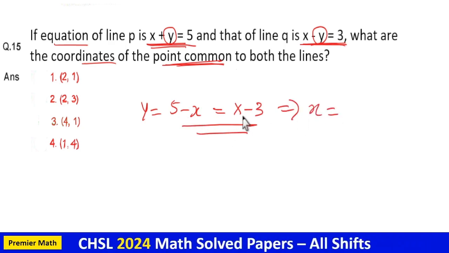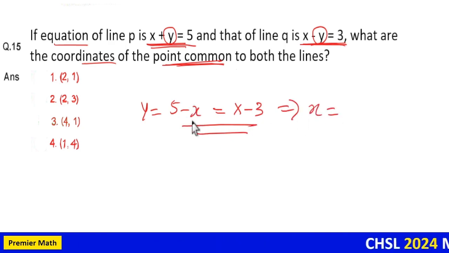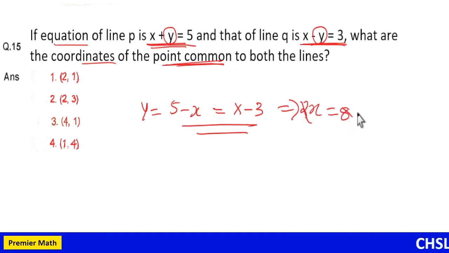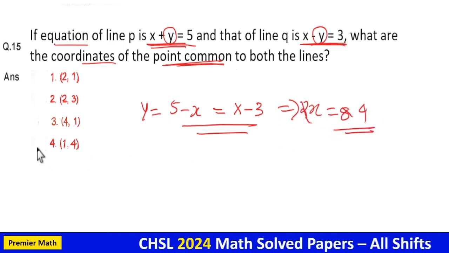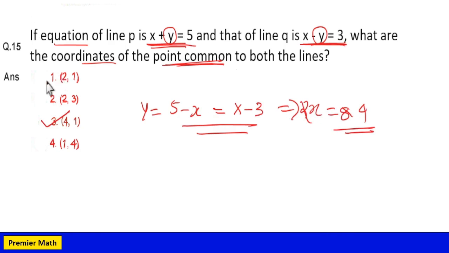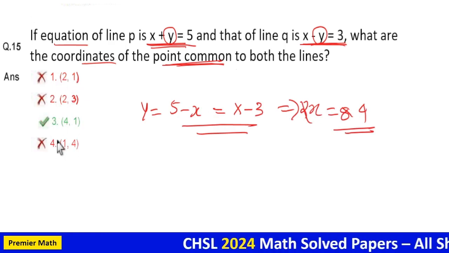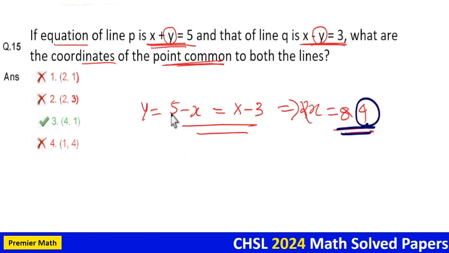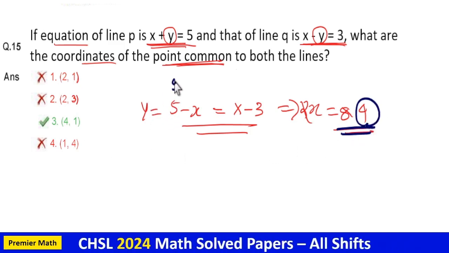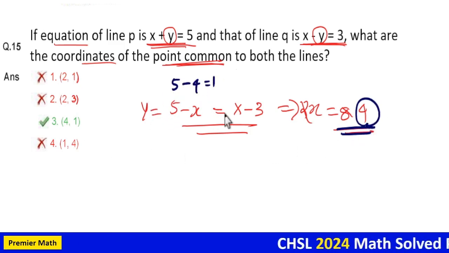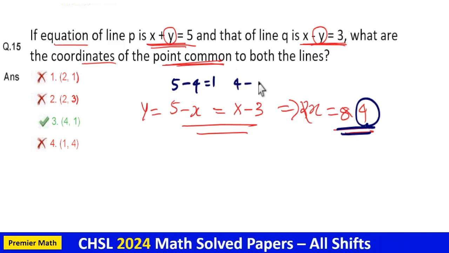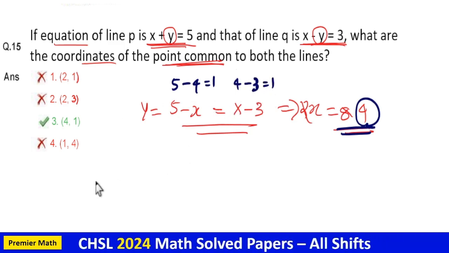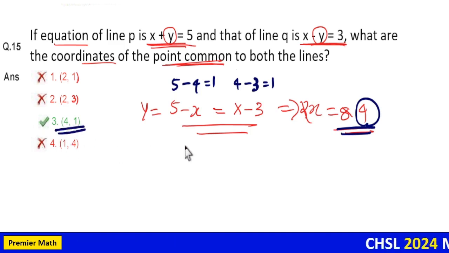That is 5 minus x is equal to x minus 3, means 2x is equal to 5 plus 3, then x is equal to 4. If x is equal to 4, option 3 is your answer. That is, from this x is equal to 4, we can find y. y is equal to 5 minus 4, which is 1. Here also 4 minus 3, which is 1. So y is equal to 1. x is equal to 4 and y is equal to 1.